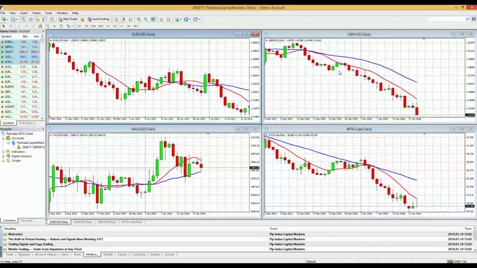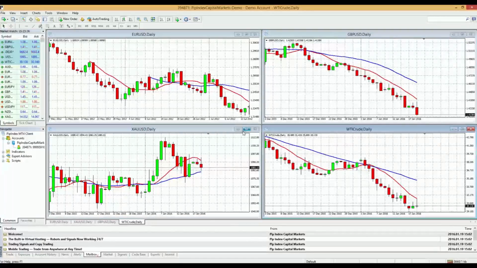What are we looking at here, guys? We're looking at 4 charts. The first is Euro US dollar. The second is gold, just underneath. Then we're looking at sterling US dollar, and also crude oil. Now, in looking at these charts, guys, there's no particular reason we need to have 4 charts displayed on screen at the one time.